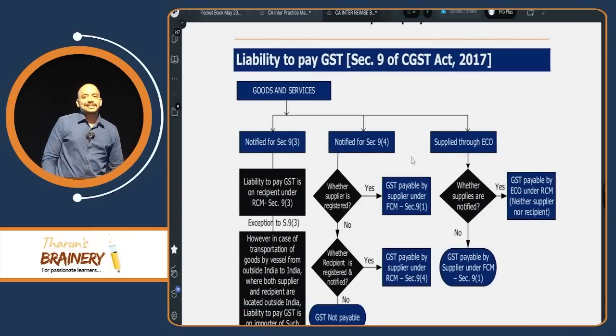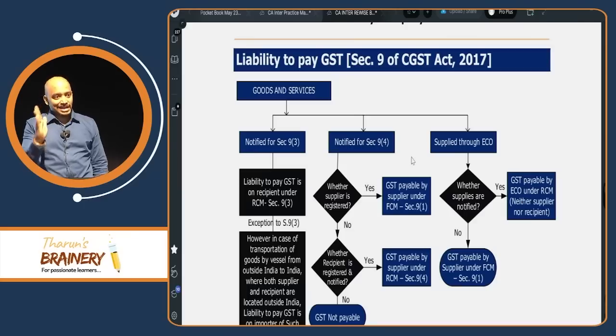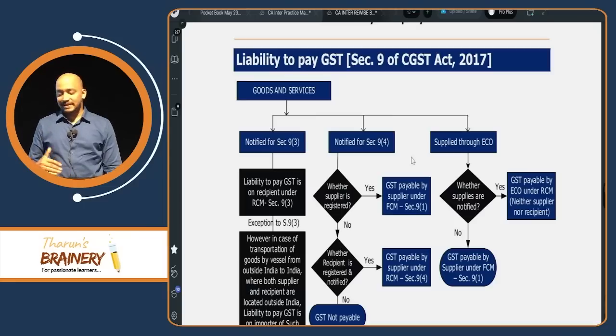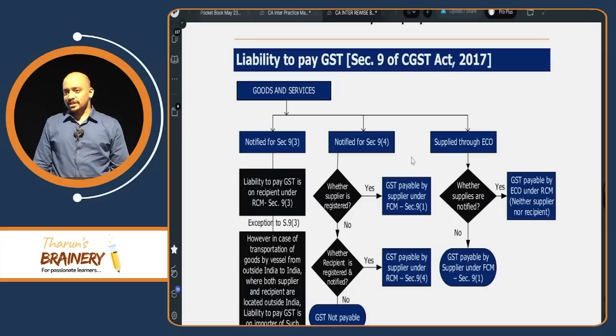So we have completed section 7 and section 8. Section 7 supply and section 8 composite supply, mixed supply. We are moving on to section 9, liability to pay GST.